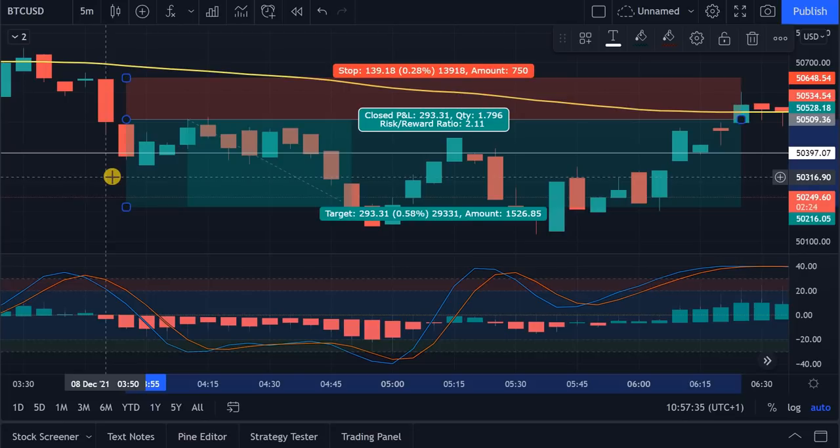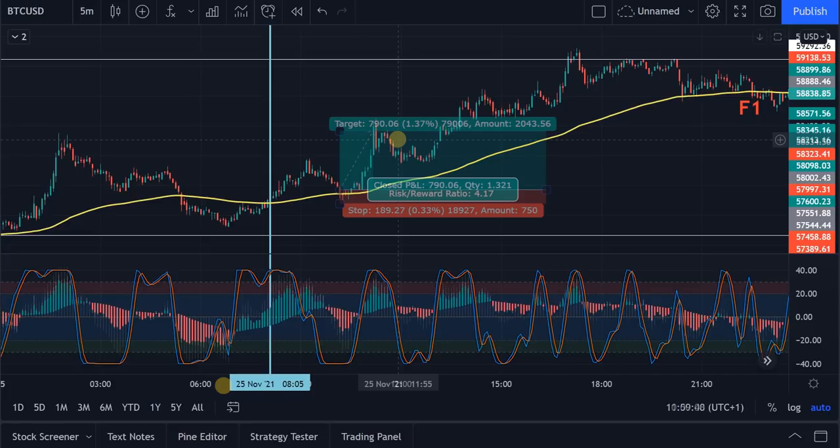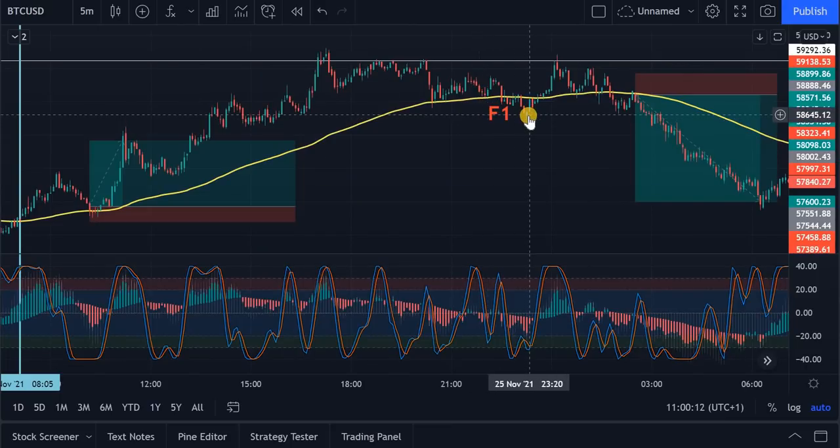Now, before I end this video, let me show you the test results when I used this strategy for a period of 7 days. Right here, I tested this strategy from the 25th of November to the 2nd of December. As you can see, these were the risk to reward ratios I got when I was testing out this strategy. And right here, you would see F1, which indicated fake outs. So obviously, I got fake outs when I was using this strategy, and also I made profits when I was testing out this exact strategy.